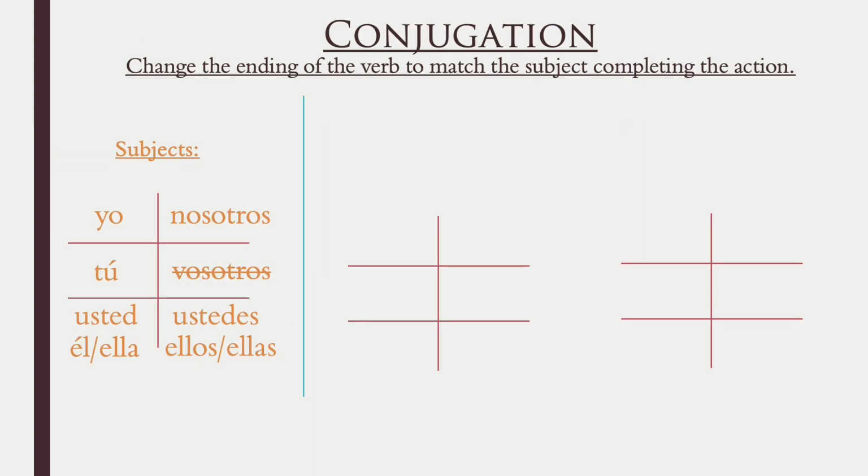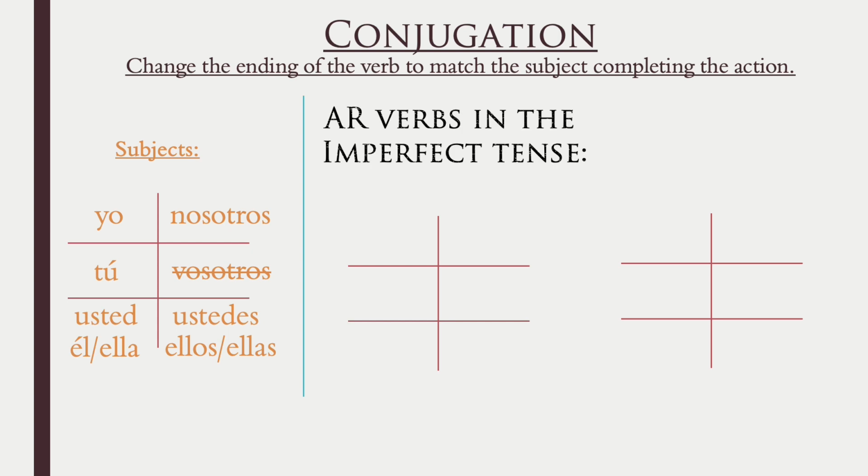Okay, now let's talk about the imperfect tense. These are the endings for the AR verbs in the imperfect tense. We're going to take the verb hablar again. Remember, this is the stem, and this is the ending. For yo, the ending is aba. So if I swap it out with the AR, I end up with hablaba. Kind of like I used to speak.